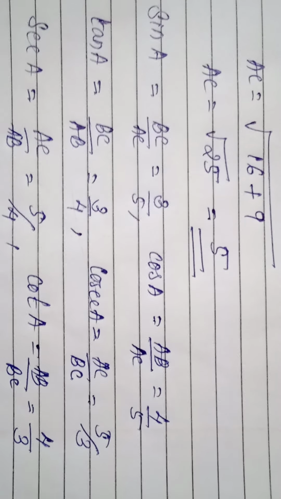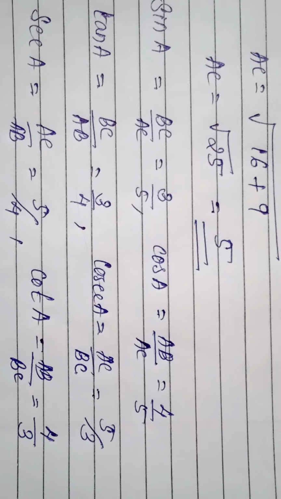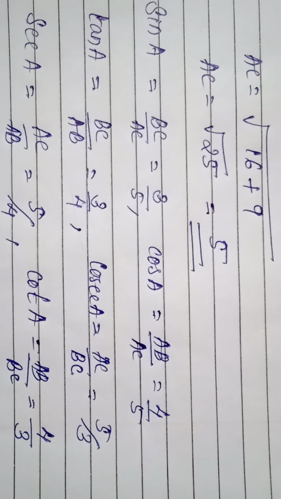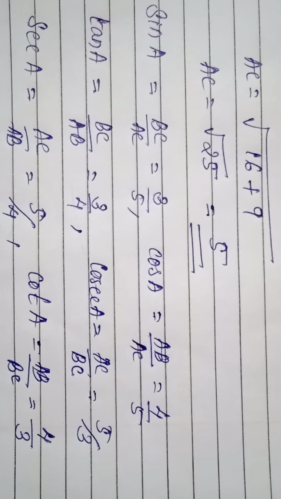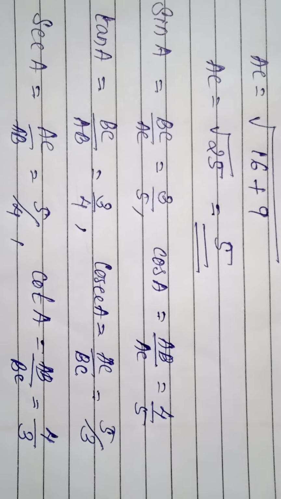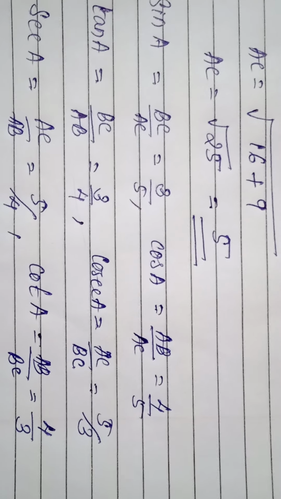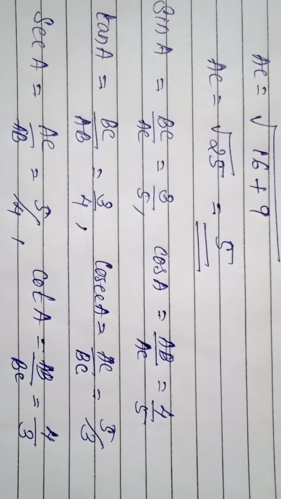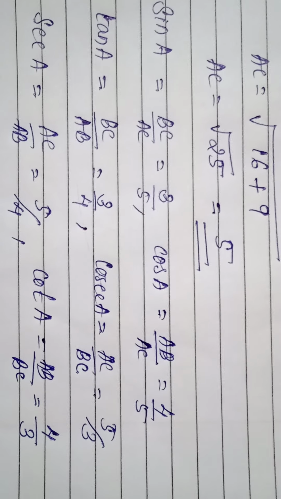In this way we are finding the trigonometric ratios. Here base and perpendicular are given, so we have to find the hypotenuse, and only then can we find the other trigonometric ratios. Understood? So these are the basic things; you should go through this and study well.